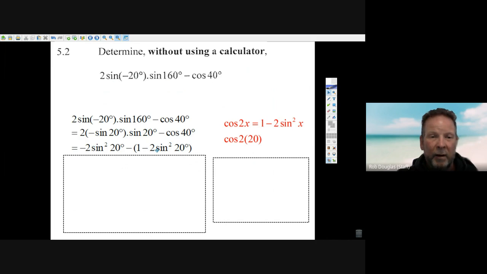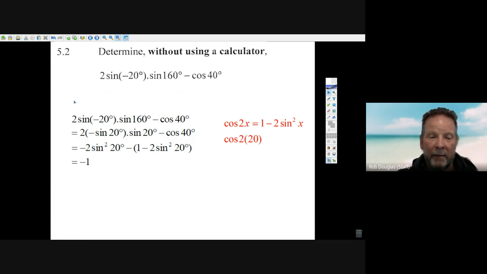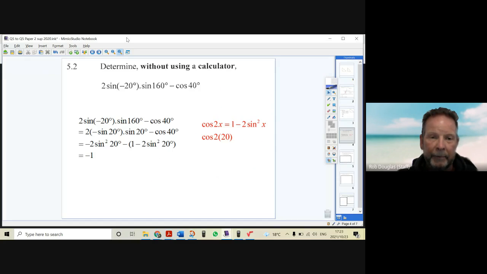And now look at all this. We've got everything in terms of sine squared here. Minus 2 sine squared minus 2 sine squared, that's plus 2 sine squared. That's just going to equal 0. Your final answer is going to be -1. Well, that's enough for the first video, I think. Okay.